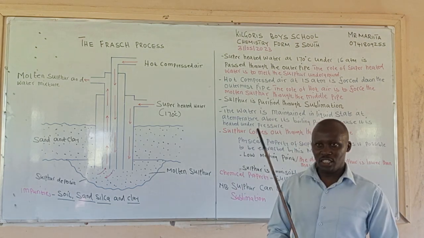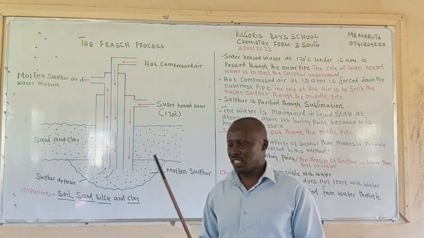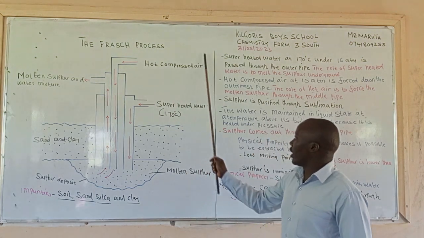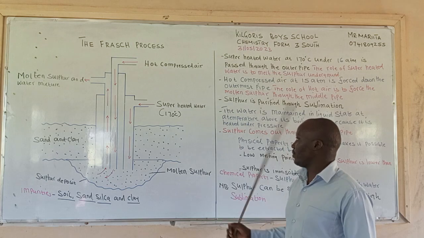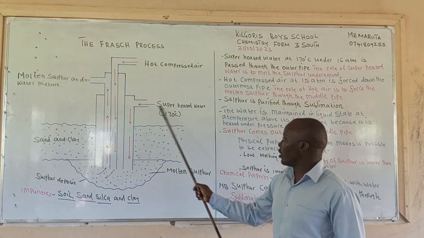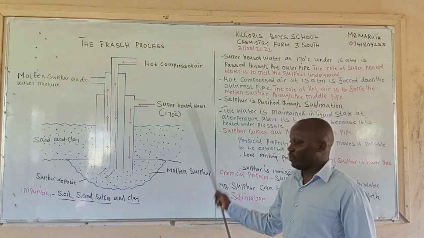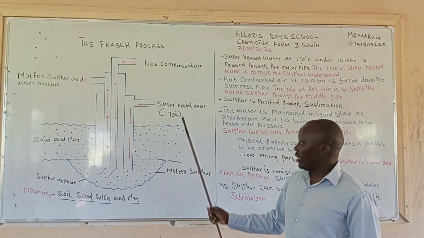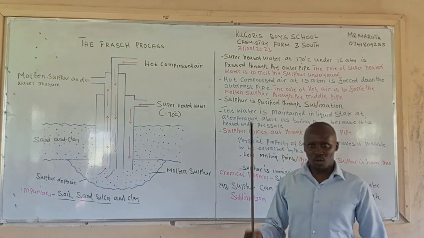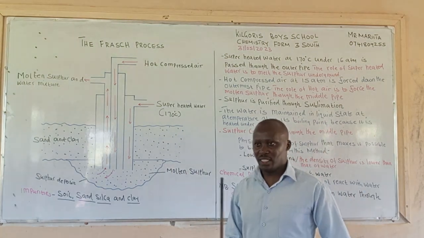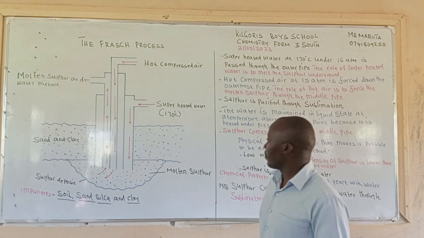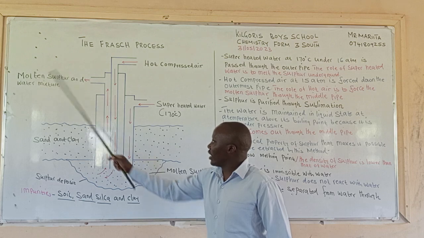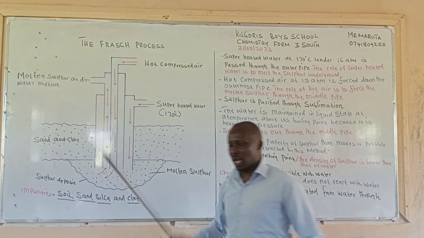The Frasch process normally involves three concentric pipes, where we have the innermost pipe, which carries hot compressed air, and then we have the outermost pipe, which carries superheated water heated at a temperature of 170 degrees. The temperature is above the boiling point of water to ensure that sulfur remains in a molten state. Then we have the middle pipe, where the molten sulfur and water mixture comes out.